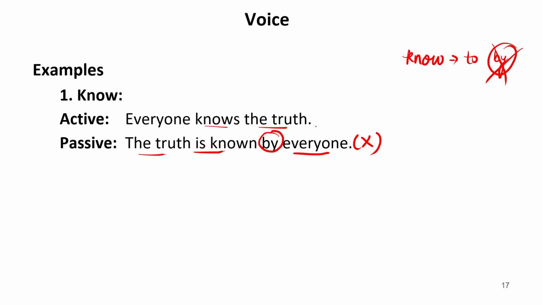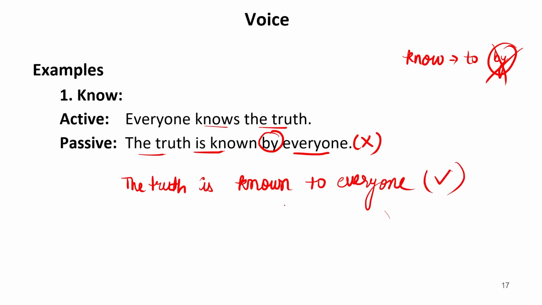Here, these are prepositions. In this case, with "know", we use "to", not "by". So the correct sentence will be "The truth is known to everyone." Now this will be the correct sentence. With some words like shock, surprise, disappoint, perplex, we use "at".